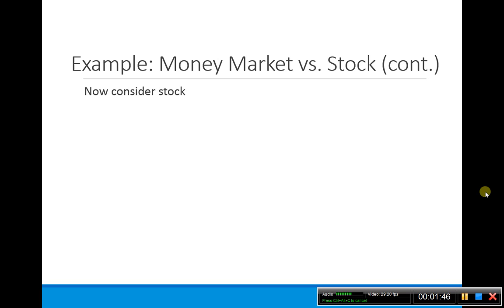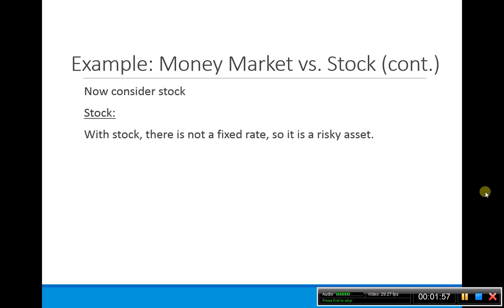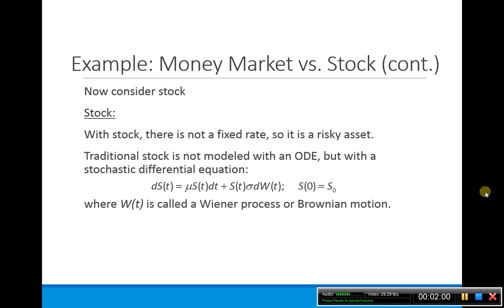On the other side, instead of the money market, which was this riskless asset, now consider stock. If we look at stock, there is not a fixed rate. The rate may sometimes be high, the rate may sometimes be low, and maybe even sometimes be negative. So the traditional stock is not modeled with an ODE, but it's typically modeled with a stochastic differential equation. The way you typically see the model for stock is the change in the stock with respect to time is equal to some fixed rate here. So this kind of looks like our ODE.